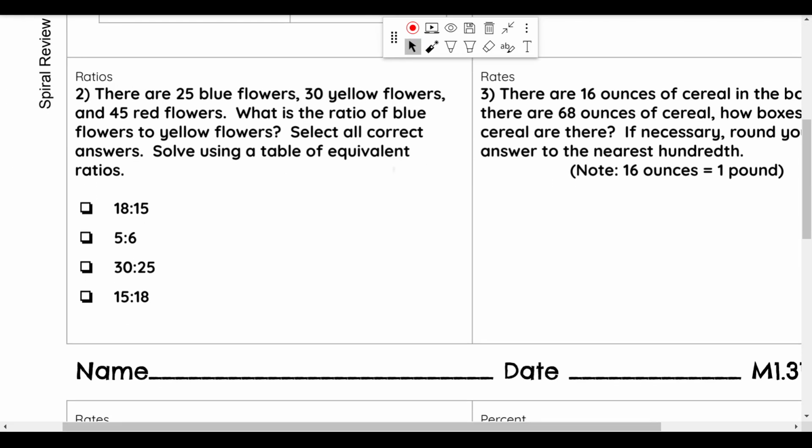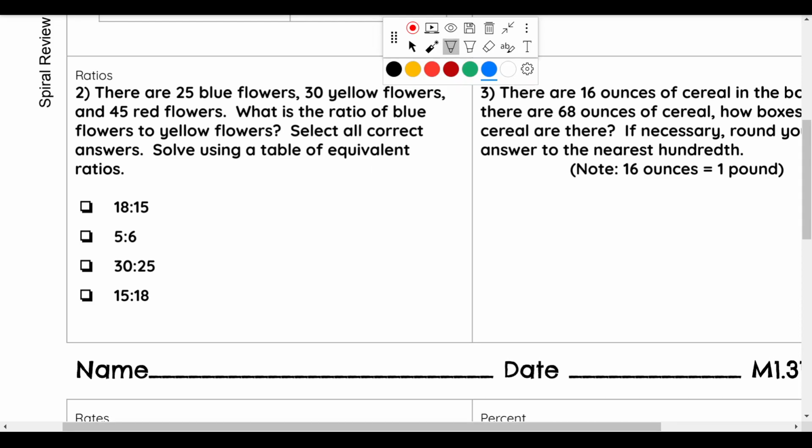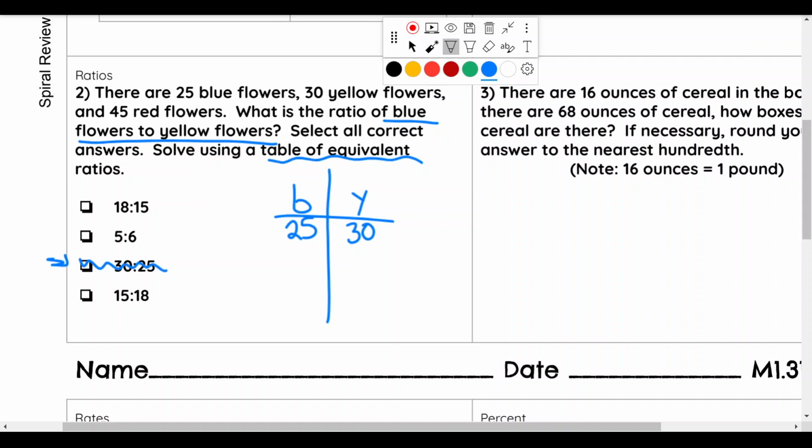All right, looking at number 2, there are 25 blue flowers, 30 yellow flowers, and 45 red flowers. What is the ratio of blue flowers to yellow flowers? Select all correct answers. Use a table of equivalent ratios. I've got blue flowers, yellow flowers. Blue are 25, yellow are 30. This answer right here looks close, but they have the numbers in the wrong order. They have the ratio of yellow to blue instead of blue to yellow, so I'm going to erase that one.